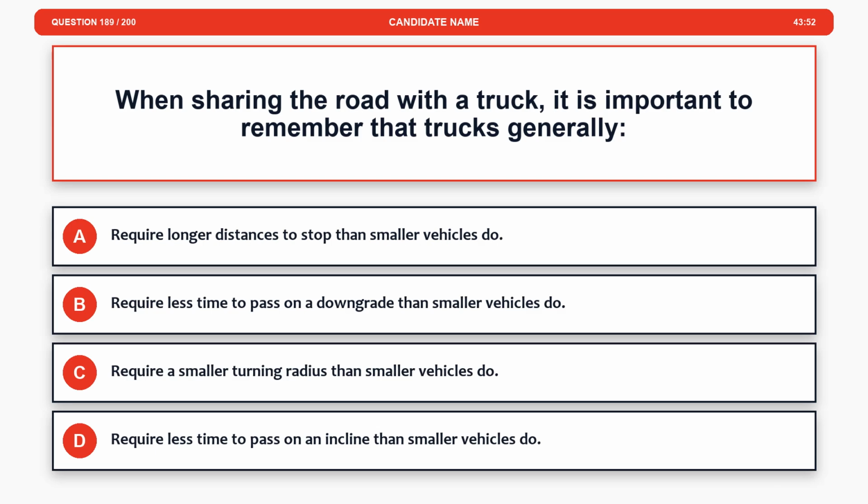Question 189. When sharing the road with a truck, it is important to remember that trucks generally Option A. Require longer distances to stop than smaller vehicles do. Option B. Require less time to pass on a downgrade than smaller vehicles do. Option C. Require smaller turning radius than smaller vehicles do. Option D. Require less time to pass on an incline than smaller vehicles do.